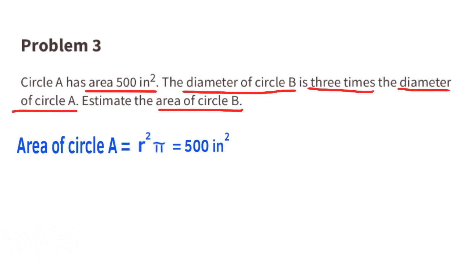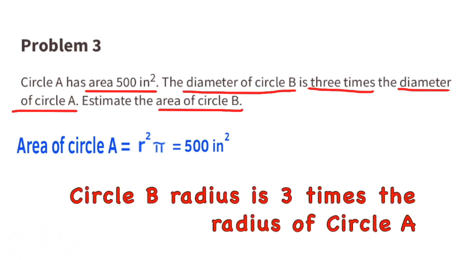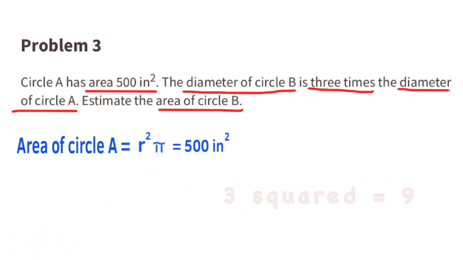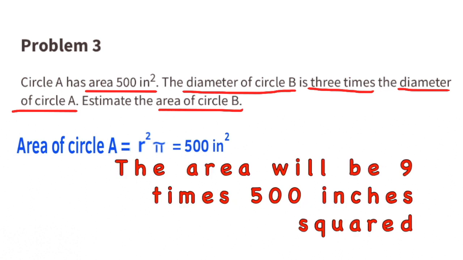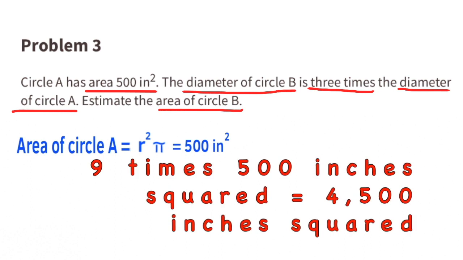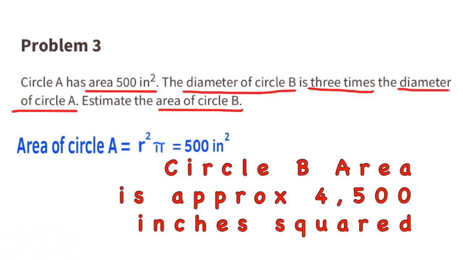If circle B's diameter is 3 times greater than circle A's diameter, then that means circle B's radius is also 3 times greater than circle A's radius. That means that the area of circle B is going to be 3 to the second power times greater than the area of circle A. 3 to the power of 2 equals 9, so the area is going to be 9 times greater than 500 inches squared. 9 times 500 inches squared is 4,500 inches squared. So the area of circle B will be about 4,500 inches squared.